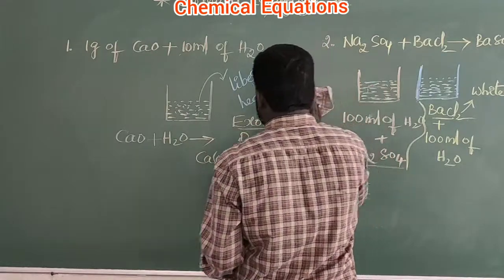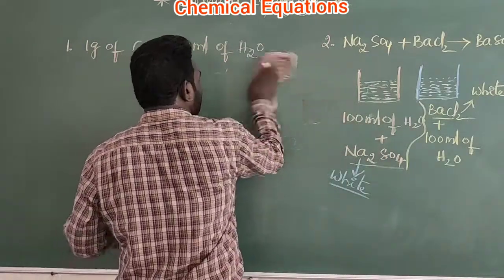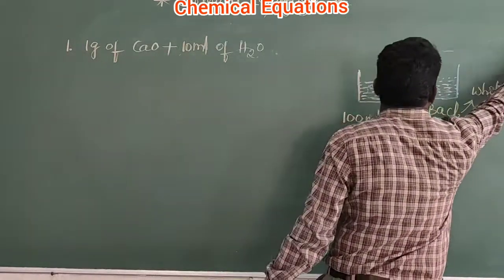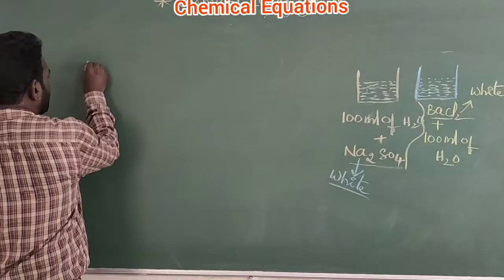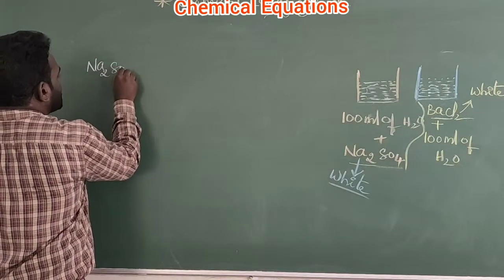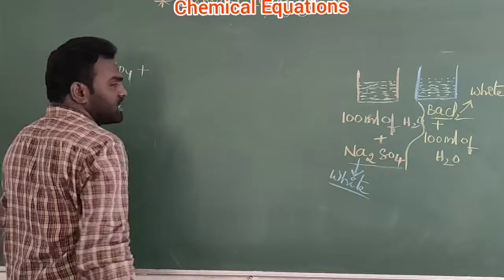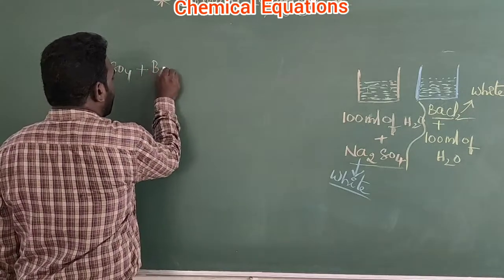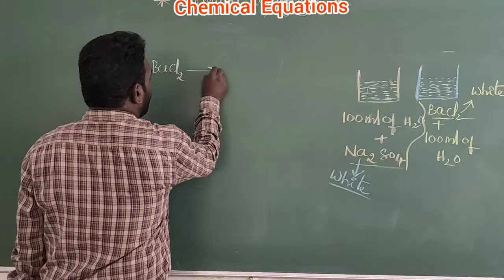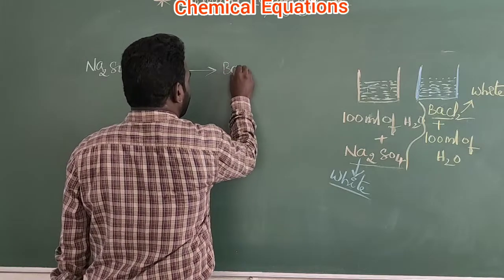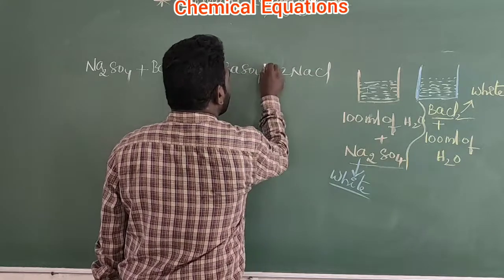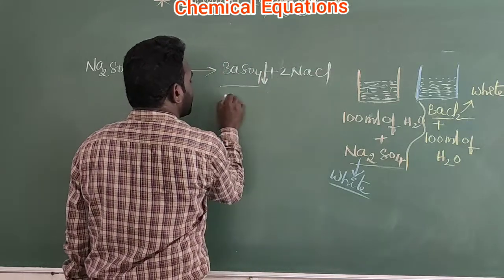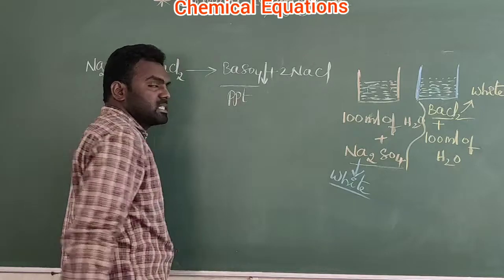Based on this reaction, Na2SO4 is called sodium sulfate. This sodium sulfate reacts with the aqueous barium chloride, and it forms barium sulfate, BaSO4, plus 2 moles of NaCl. Here the barium sulfate is formed as a precipitate.